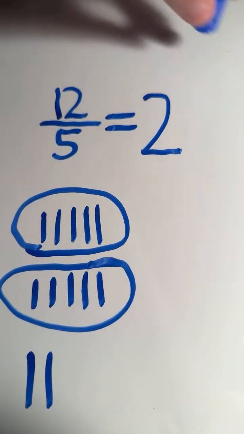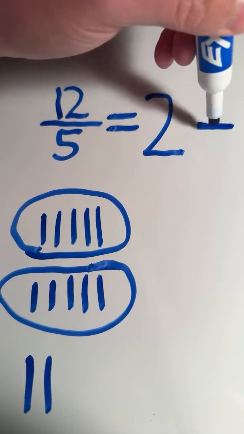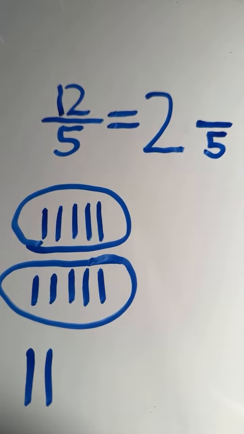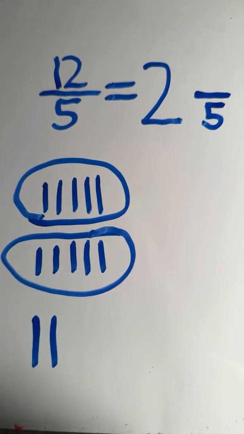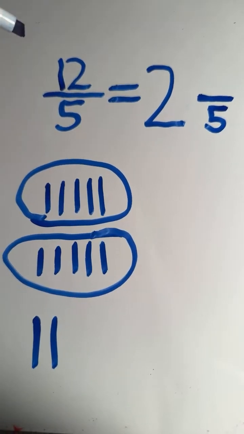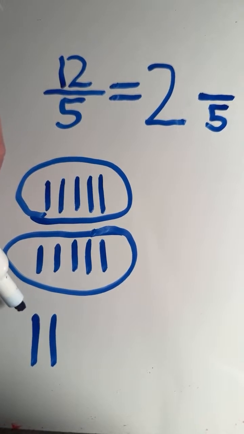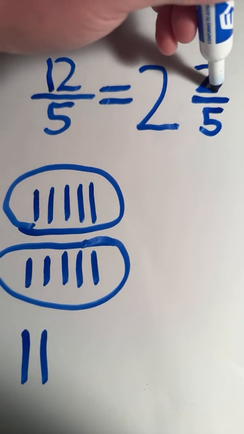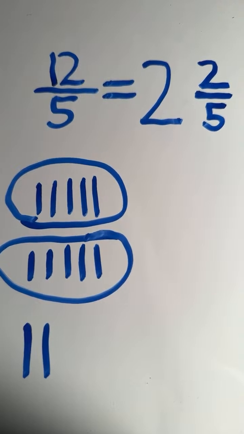Now the denominator, the bottom number in the improper fraction, will stay the same when we're converting it to a mixed number. And to find the top number in our fraction, we're looking for the remainder. Our remainder is our numerator. Now, how many were left over? We couldn't get a third full group of 5, but how many were left over? 2. So 2 is our numerator. So 12/5 converted to a mixed number equals 2 2/5.